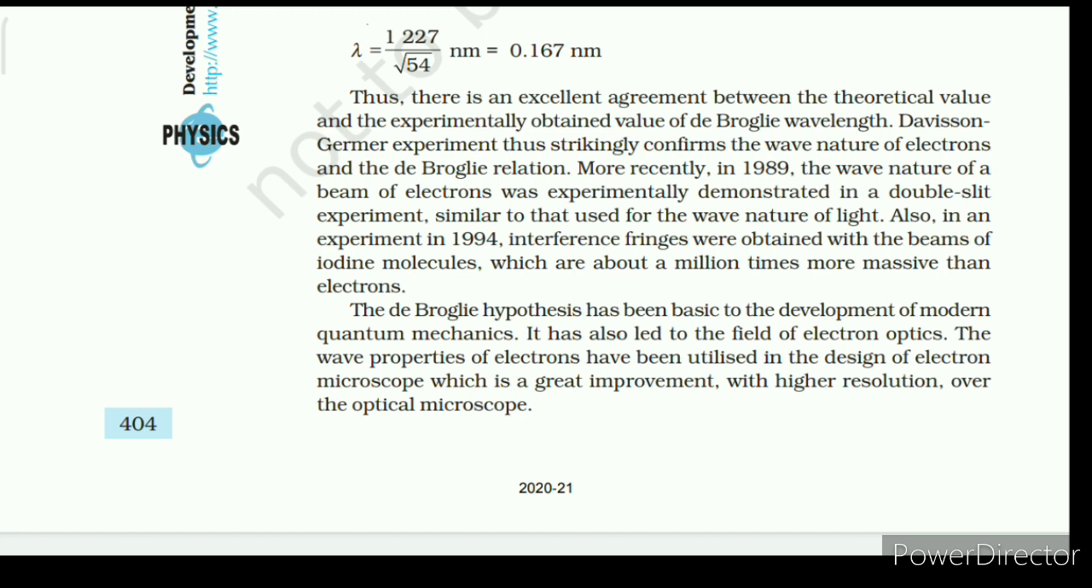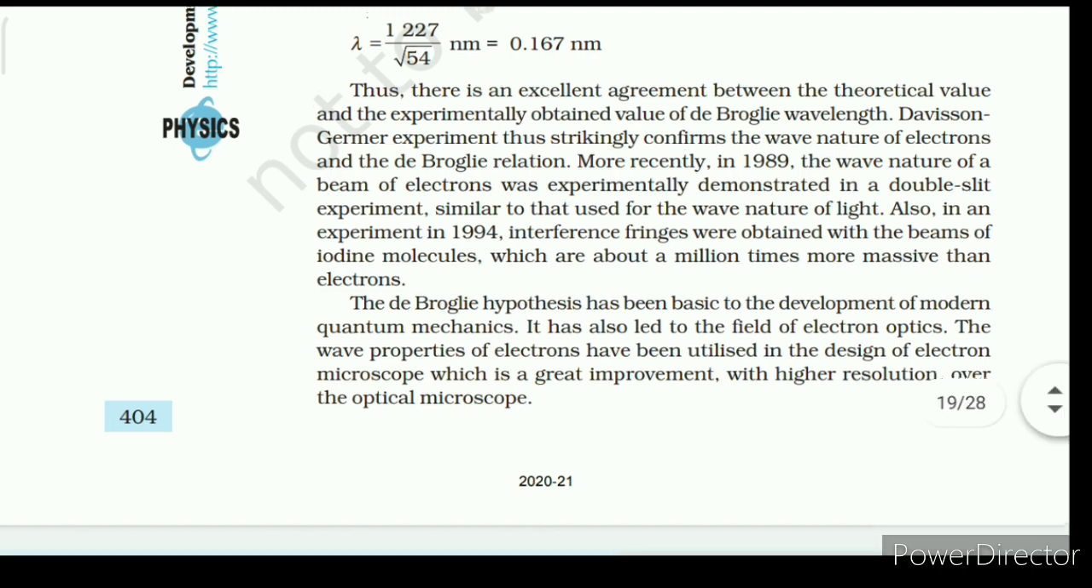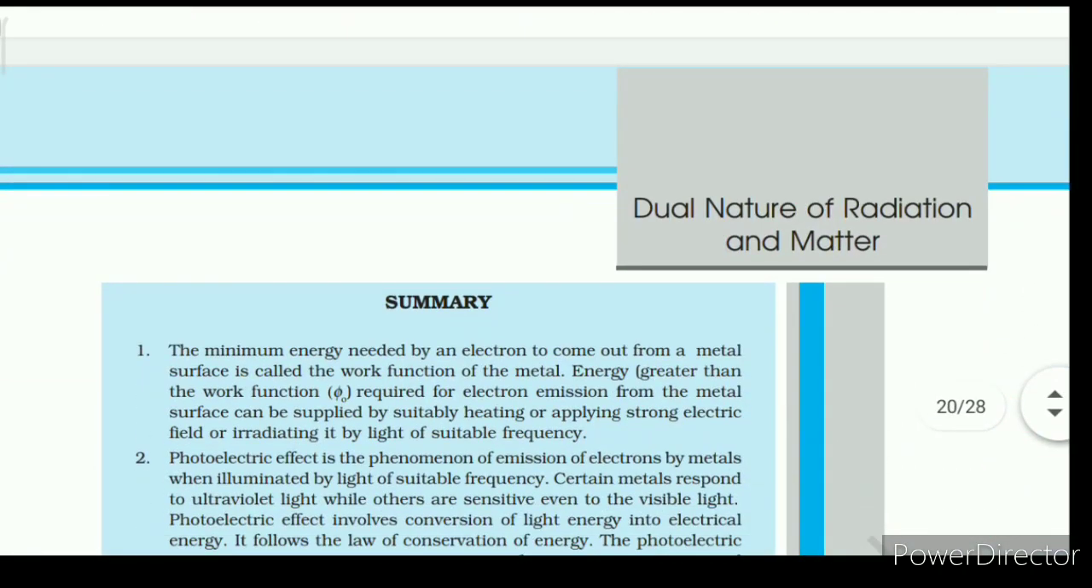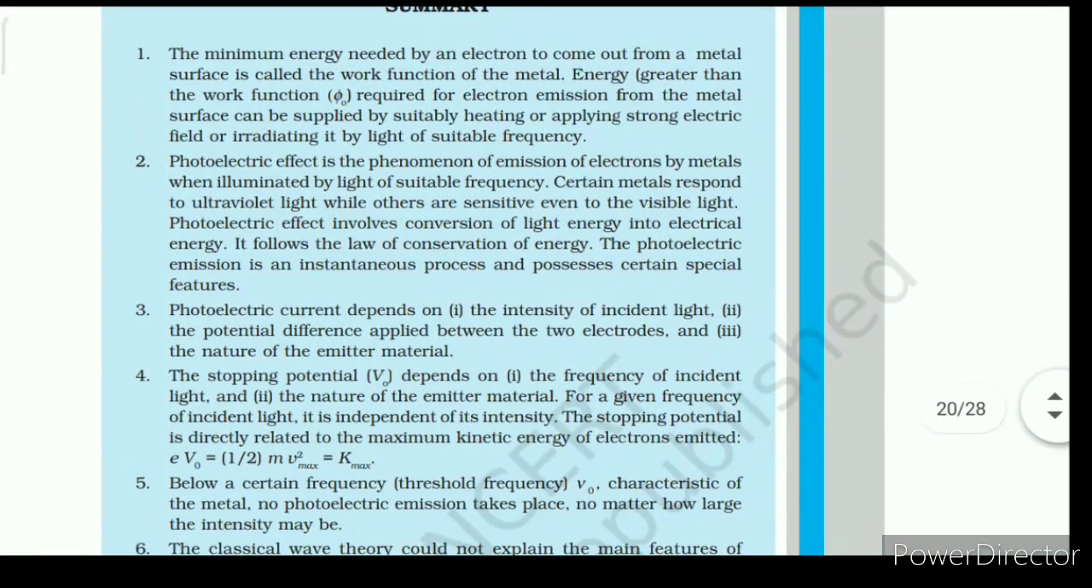Number 7. Einstein's photoelectric equation is in accordance with the energy conservation law applied to the photon absorption by an electron in the metal. The maximum kinetic energy, half m v square max, is equal to the photon energy h nu minus the work function phi naught of the target material. This photoelectric equation explains all the features of the photoelectric effect.